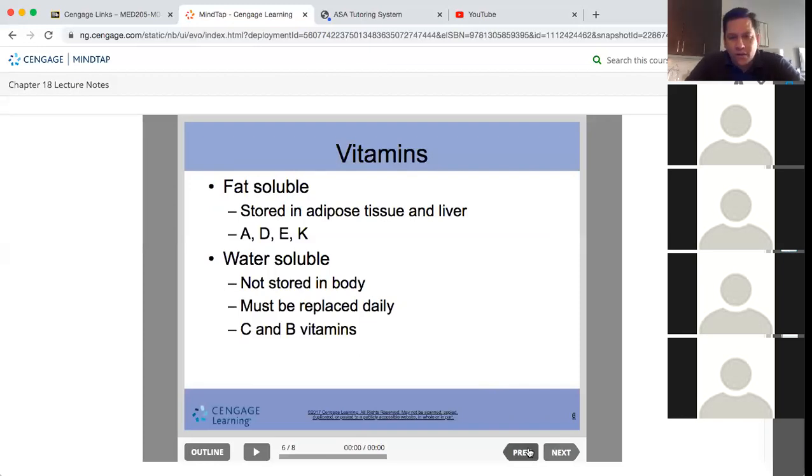Vitamins are organic substances that are essential for normal metabolism, growth, and development of the human body. They are complex chemical substances that may be obtained naturally from plants, animals, and sunshine, or they may be made commercially. Vitamins may be classified as fat soluble and water soluble. The fat soluble vitamins are vitamin A, D, E, and K.